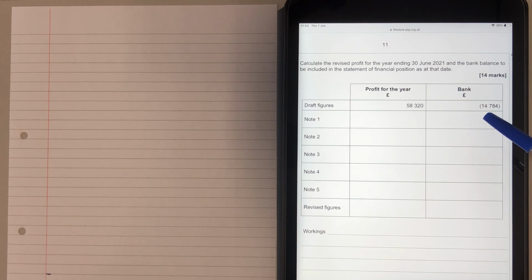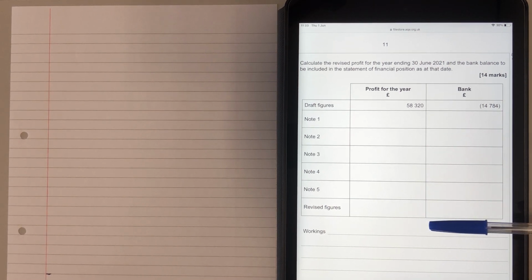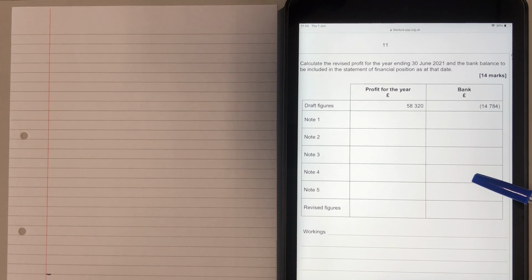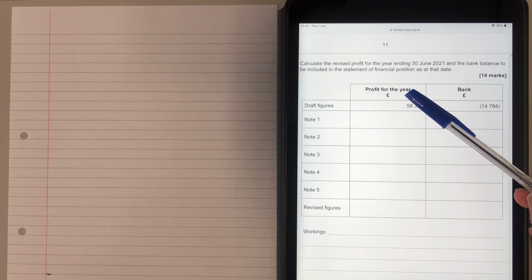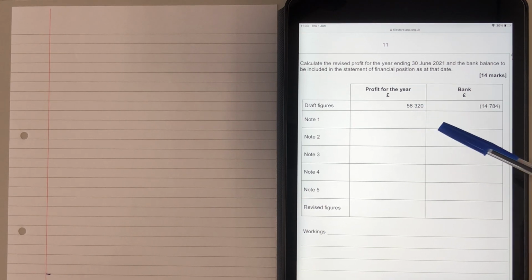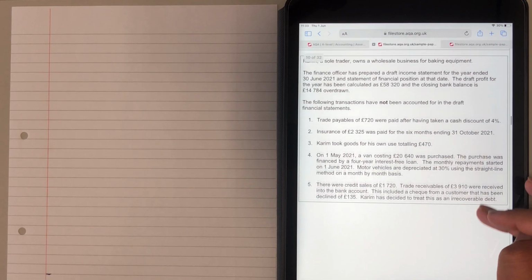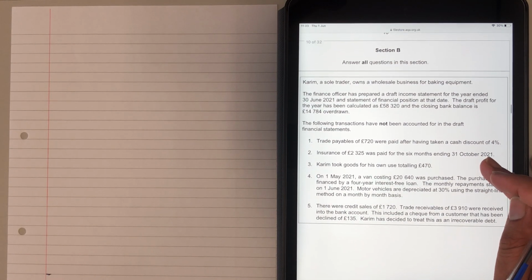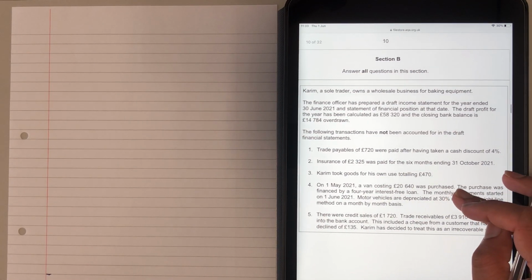And the question is asking us to, if you have a look at the template, it's obviously a cash and profit question, okay, which can be tested in paper 2. So all we're going to do is go through the adjustments, reflect upon how they affect cash, meaning the bank account, and how it affects profit for the year, put the adjustments in. Profit goes up or down, bank goes up or down, and then we revise the figures at the end. Okay, so let's have a look at the question. So that's the question over there. Okay, question 14, section B.